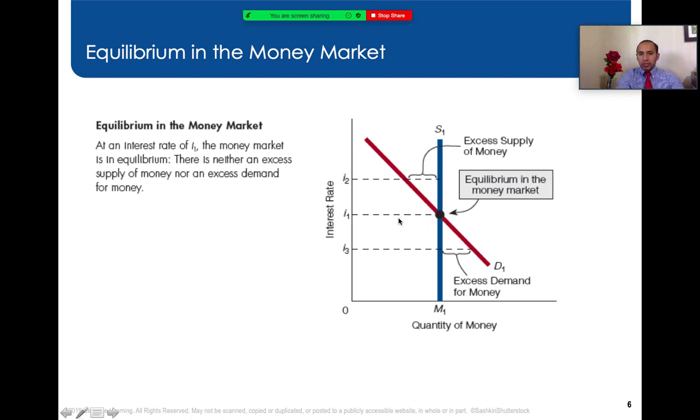Now, how would the interest rate change? It's essentially changing when the money supply changes. And that is controlled primarily by the Federal Reserve and other public policy and bank forces.